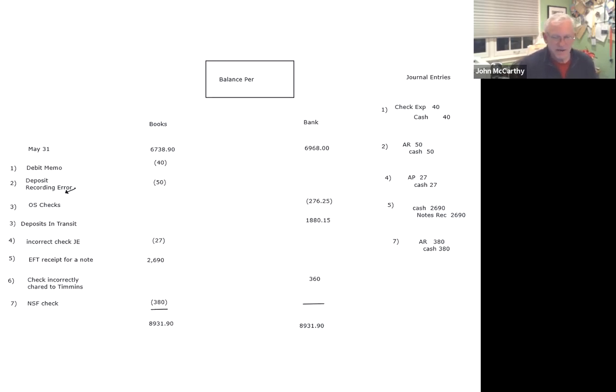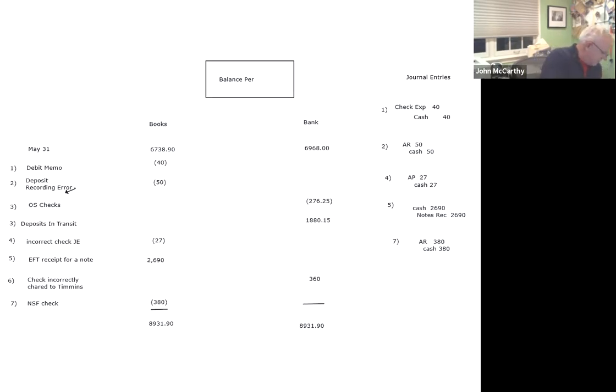Similarly, deposits in transit of $1,880.15. Those are items that we've recorded as cash. So we would have debited cash and credited AR, but the deposits haven't been processed yet by the bank. So we have to add that to the bank balance, $1,880.15. No entry, again, that's on the bank side, so we don't make entries on that side.